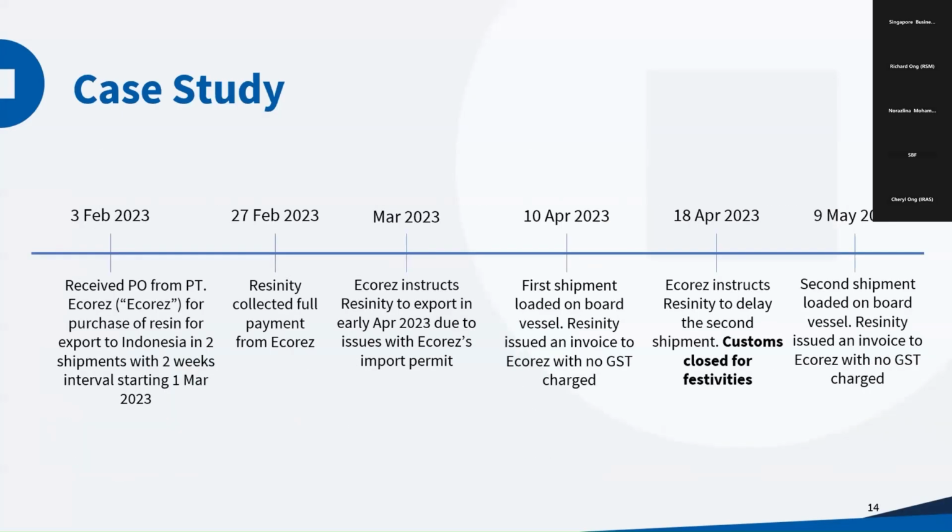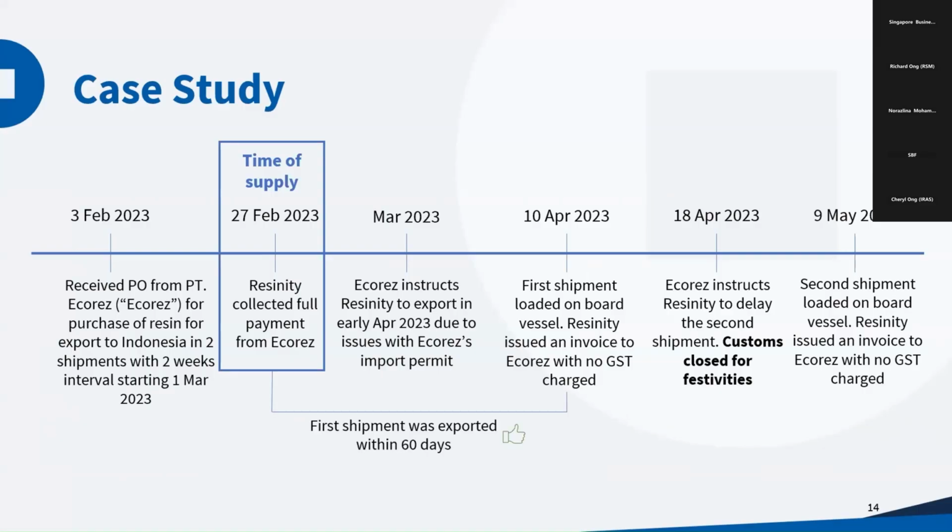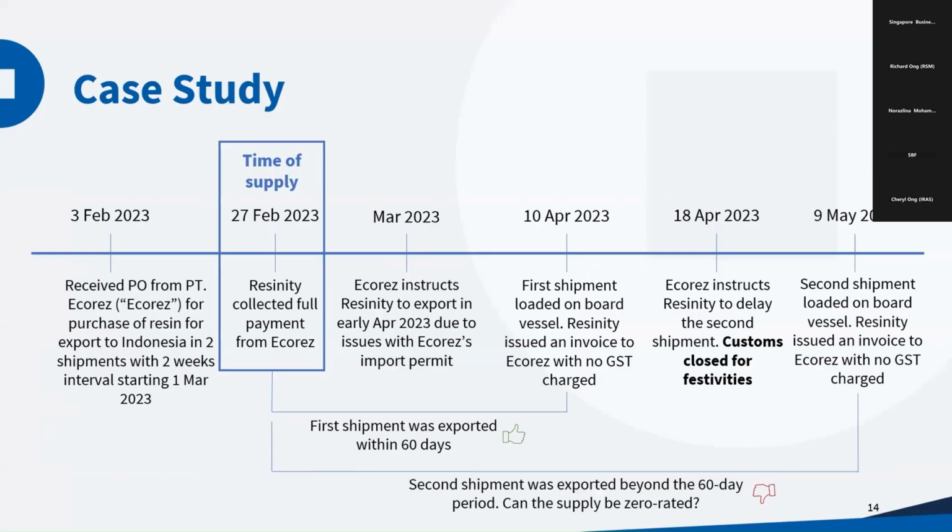So now if you recall the 60-day rule that we discussed earlier, the time of supply for this case starts from 27 Feb 2023, which means that the clock starts ticking from 27 Feb. The first shipment was exported within 60 days from 27 Feb 2023. But the second shipment was exported beyond the 60 days period. So can we still allow Vicinity to zero rate the supply?